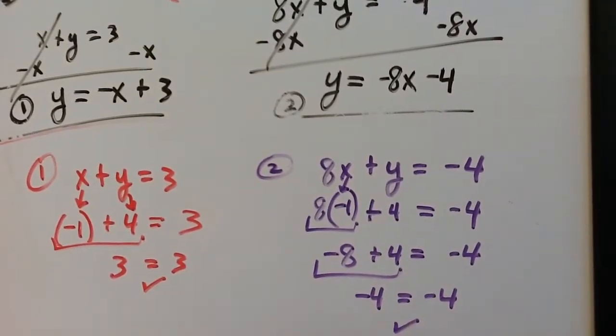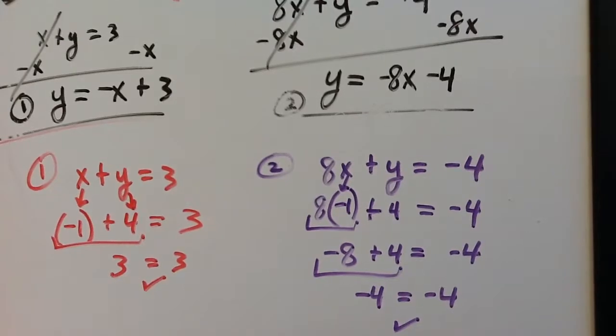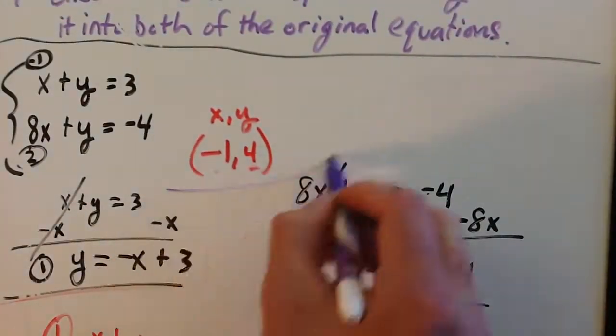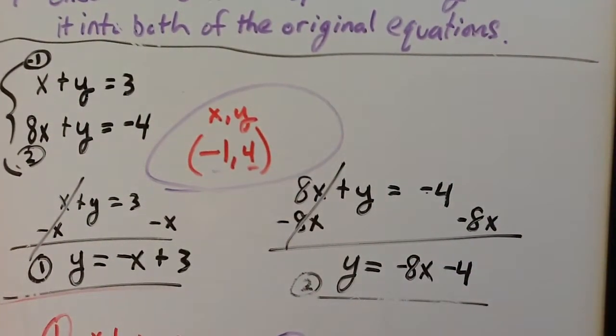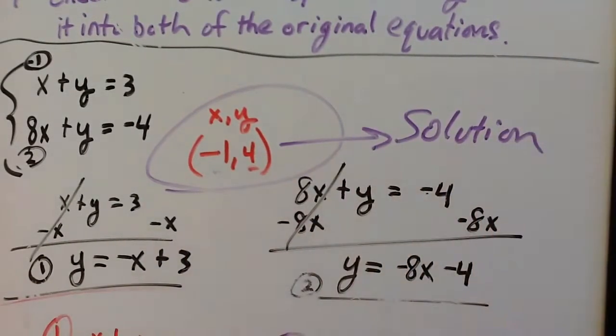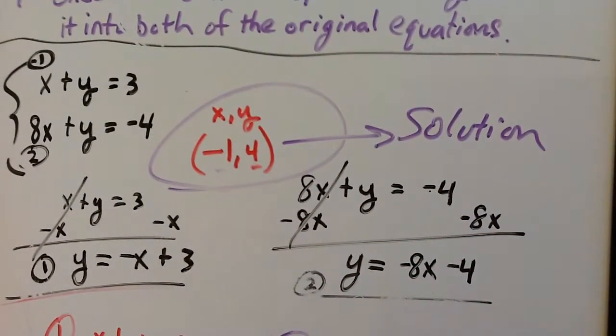Yes, it does. And so I have just checked algebraically that my solution, when I graphed it, is indeed the correct answer, because that point, negative 1, 4, satisfies both equations. And so this is the solution. This is the solution to the system of equations, negative 1, 4.